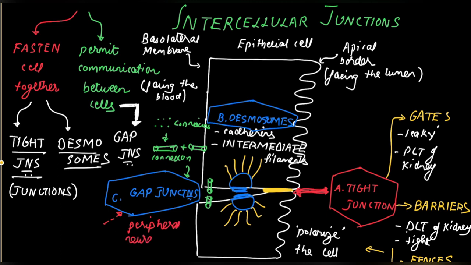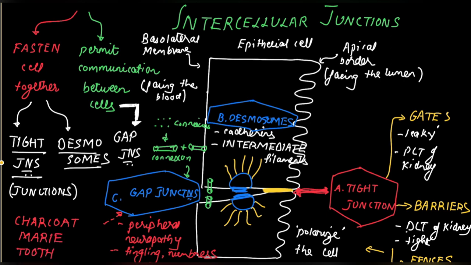A defect in gap junctions is responsible for a peripheral neuropathy, which is characterized by defective peripheral nerve sensations resulting in tingling and numbness. This form is known as Charcot-Marie-Tooth disease. Charcot is known as the father of neurology. He worked at the Salpêtrière in Paris in the 19th century.